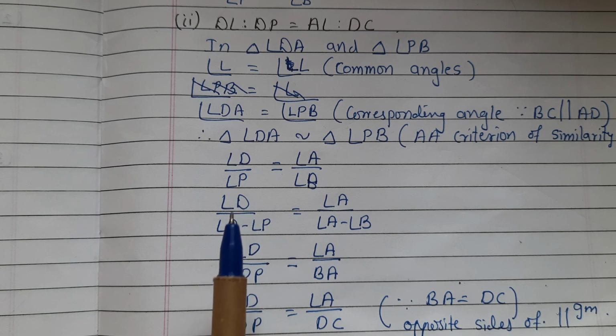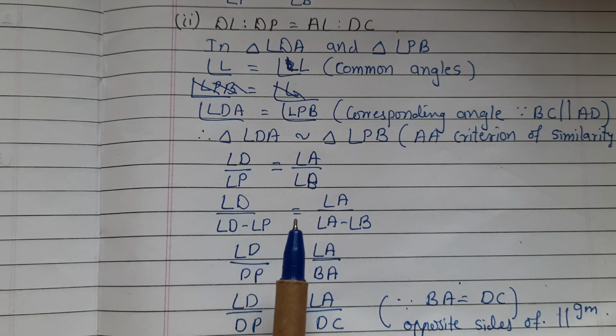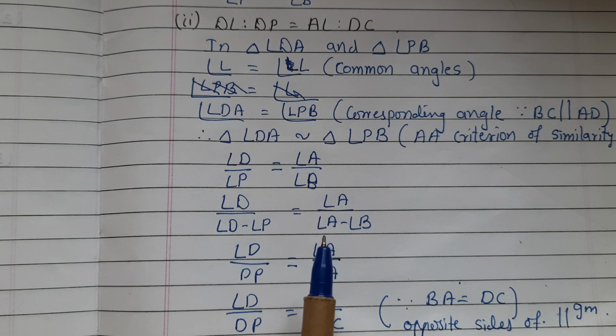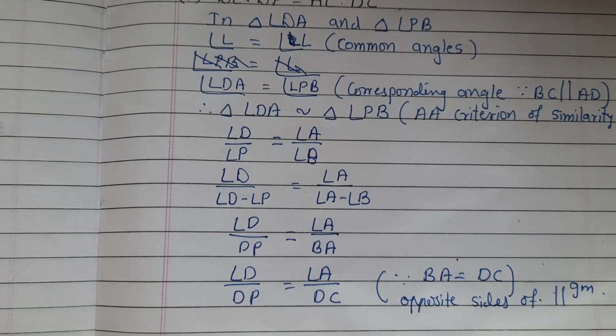We will subtract: LD upon LD minus LP is equal to LA upon LA minus LB. Therefore, LD upon DP is equal to LA upon BA. LD upon DP is equal to LA upon DC, since BA is equal to DC, opposite sides of a parallelogram.